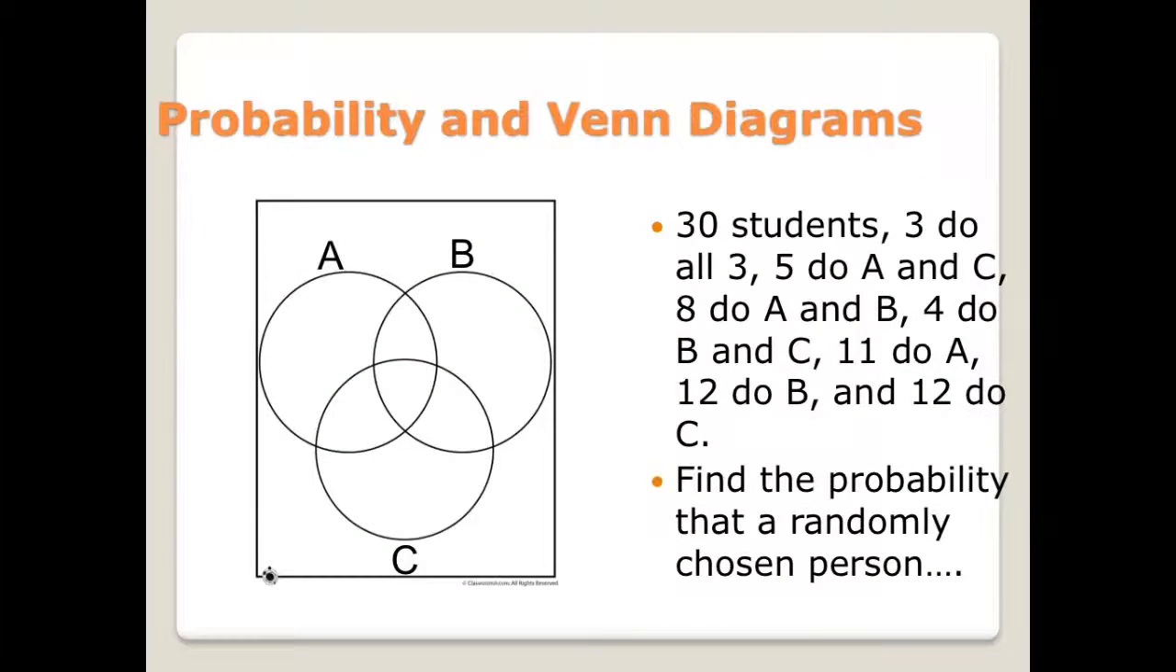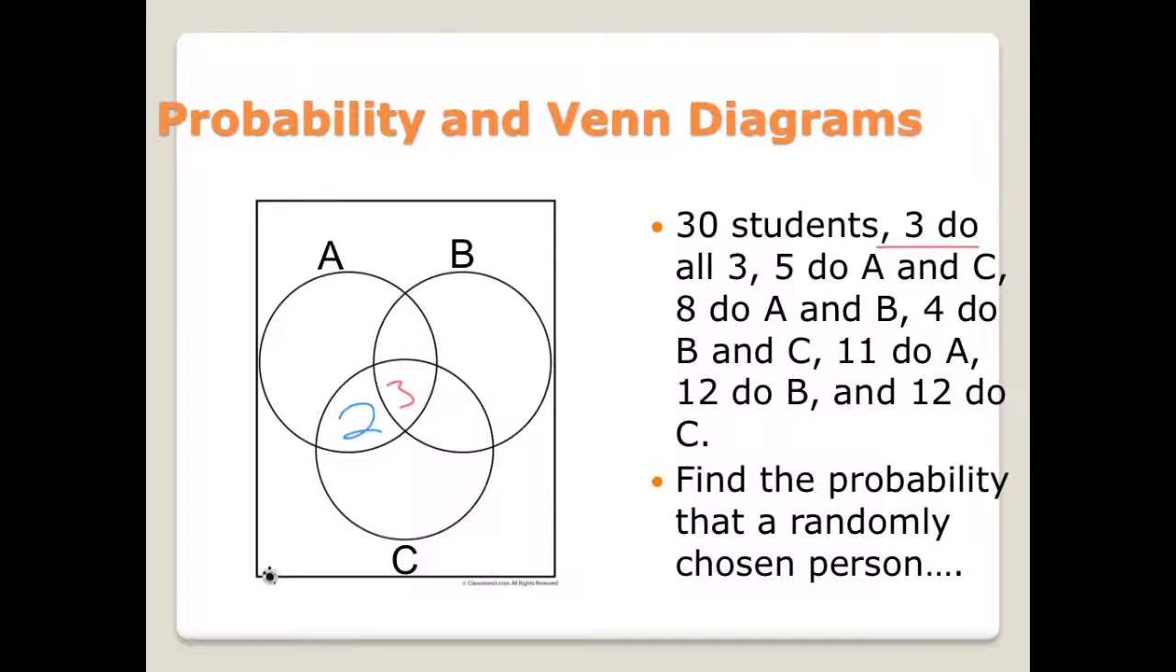To solve probability questions with our Venn diagram, we're going to have to fill it out first. We're going to start by identifying the people who were in all 3 sets, A, B, and C. As we read our problem, we see there are 30 students. 3 of them are in all 3. So we have 3 in the very middle. And then we have 5 that are in A and C. So this whole section is A and C. We've already counted 3 of them. So we have an additional 2 to give us again a total of 5 in A and C.